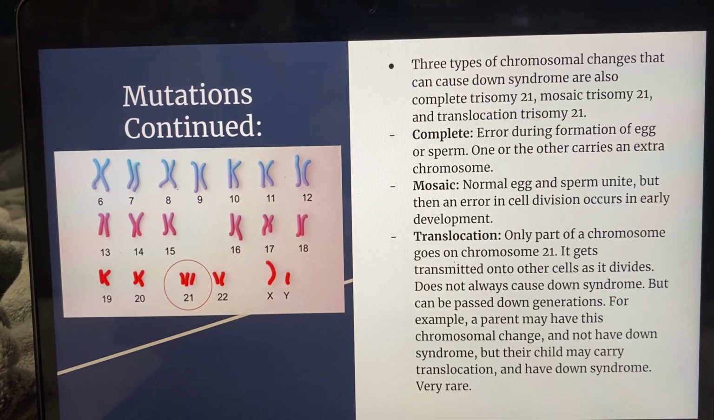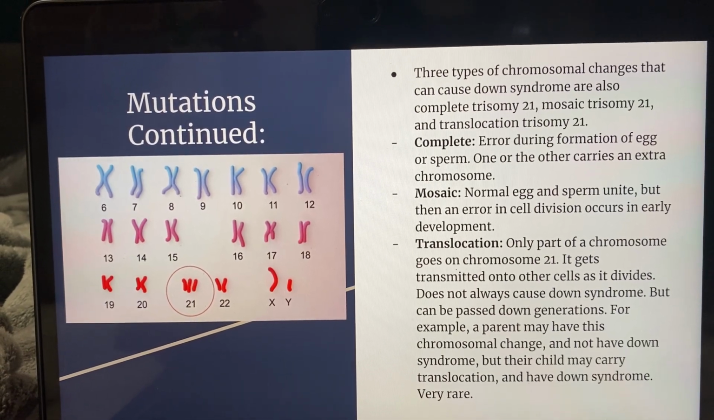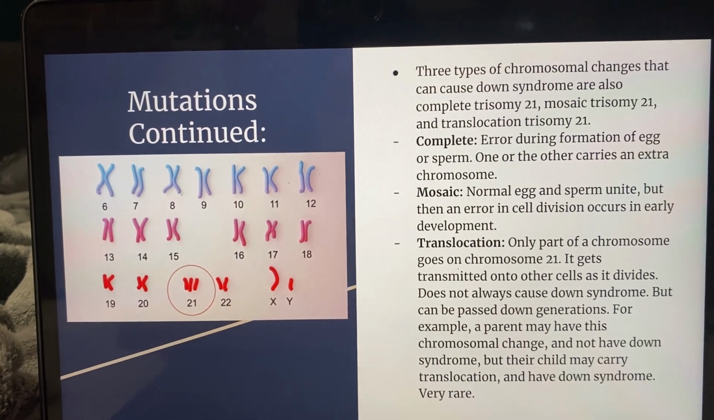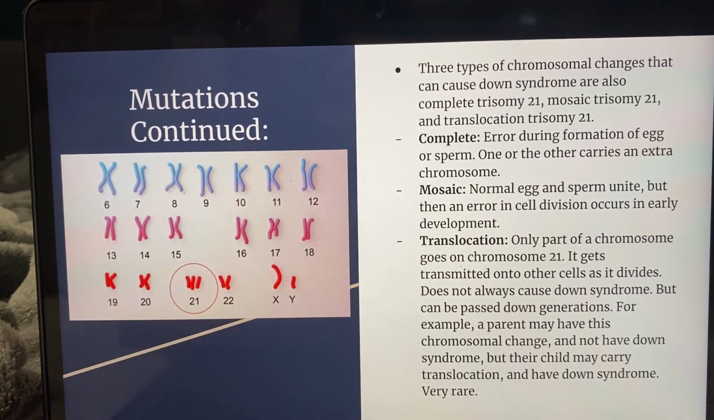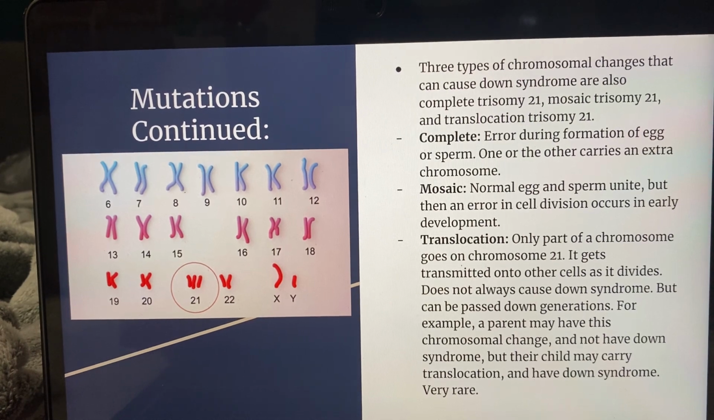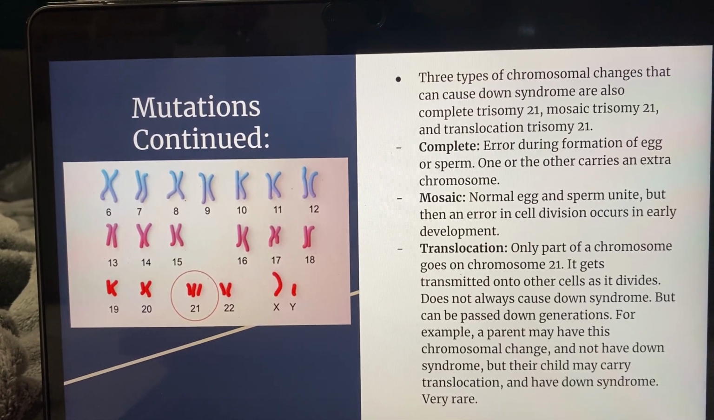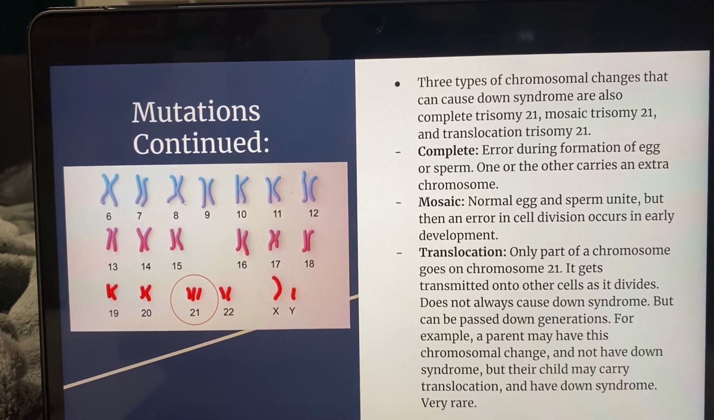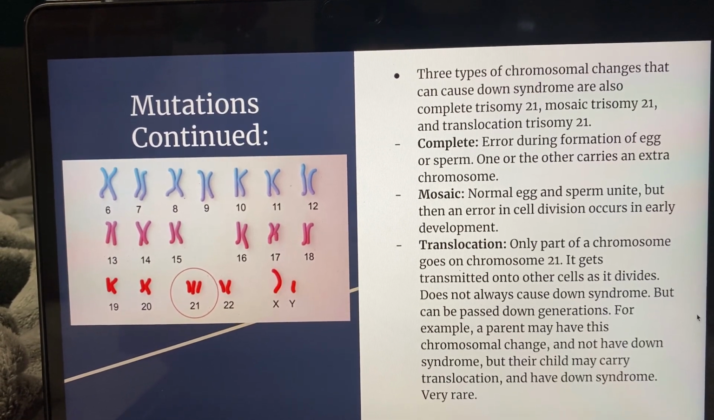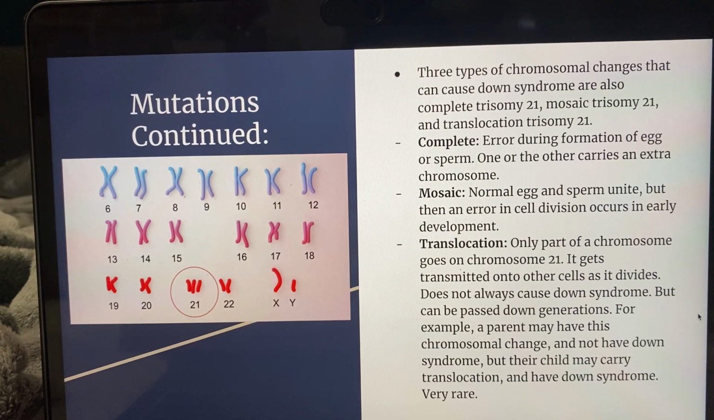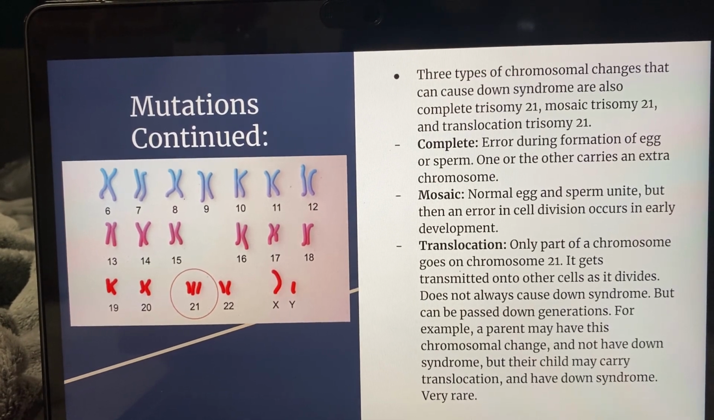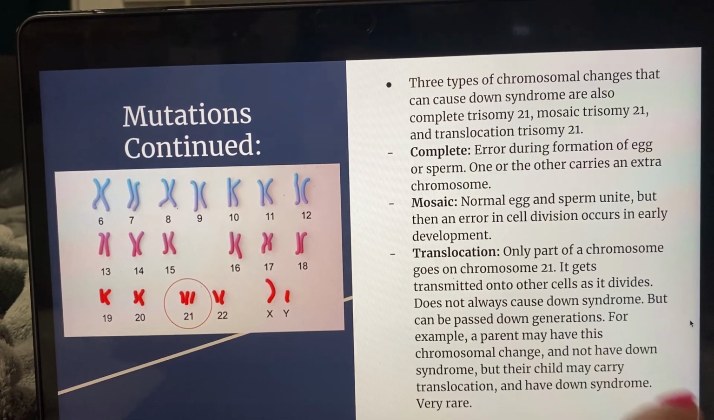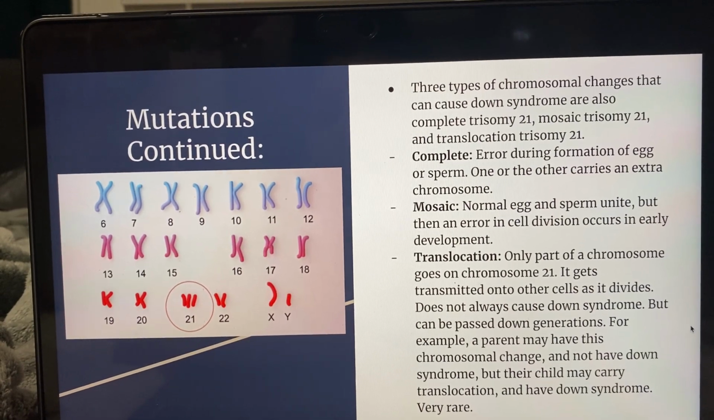And then mosaic trisomy is when a normal egg and sperm unite, and that usually happens really early in the development of a fetus. And then translocation is just when part of a chromosome gets passed on, and this can either show up generations later. It doesn't necessarily mean just because you carry that extra piece of chromosome that you'll have Down syndrome. Usually that's seen later in life with your grandkids or great-grandkids, and so forth. And that one is the most rare.